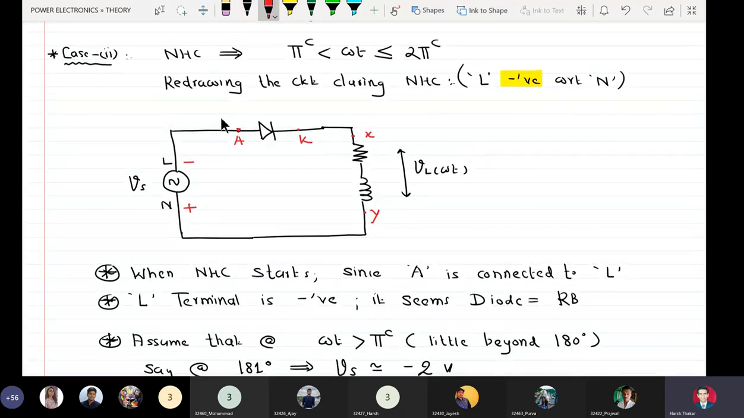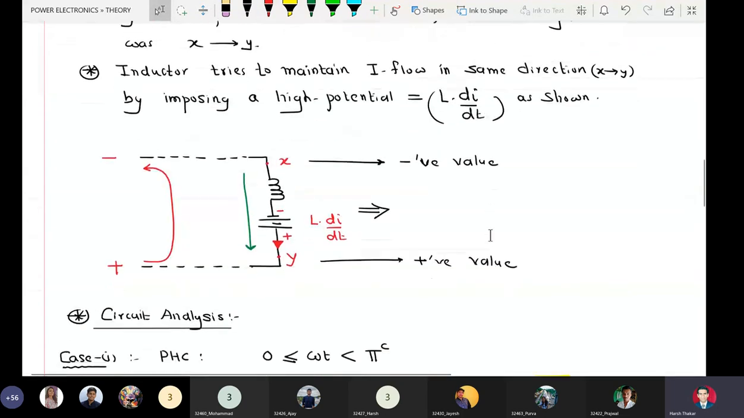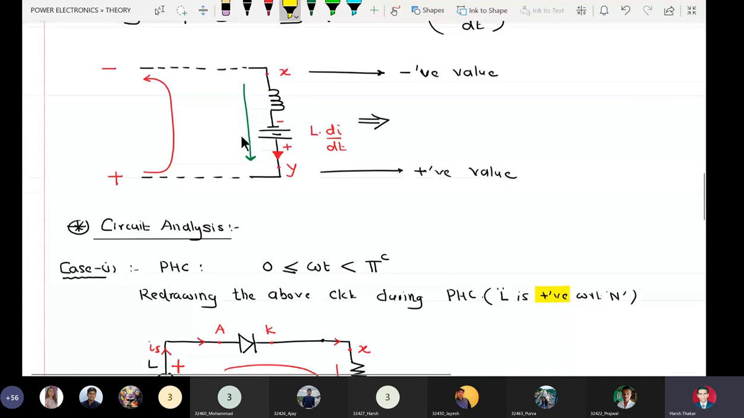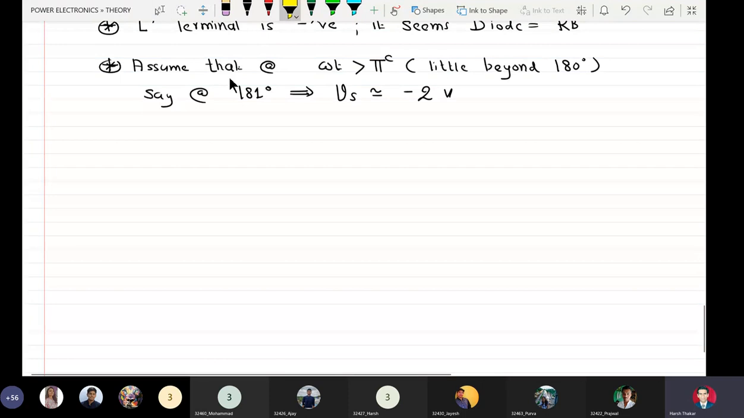Okay, so now students pay attention. Now here is the exact reason why we get fully controlled outputs, right? So the negative half cycle has just started. Let me write it, that at omega t equal to say 181 degrees and Vs is equal to minus 2 volts, the anode is at a potential of minus 2 volts. Now students, as we told, this particular concept that the inductor will try to maintain the current in the same direction by impinging a very high voltage L di by dt in series with itself. So this is what we have to put here.